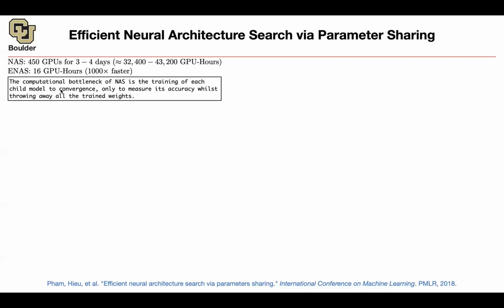What if there is a way to not start training from scratch? Don't start from random weights and biases. At the same time, don't wait up until convergence. And that's the idea of efficient neural architecture search. The idea is beautiful and elegant.